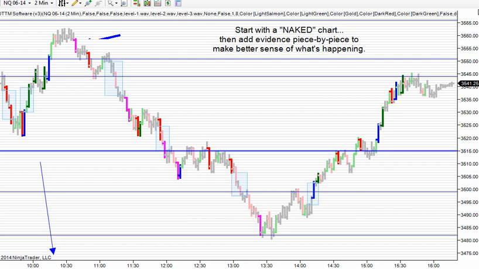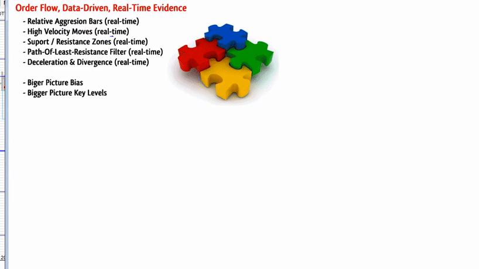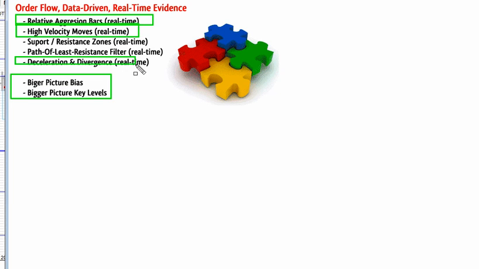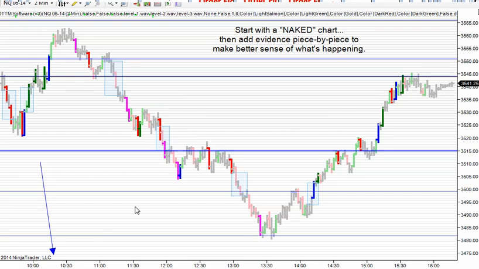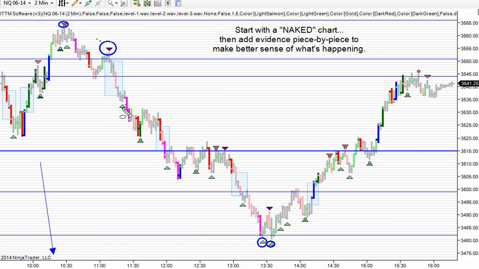Okay, so we've talked about the bigger picture bias, bigger picture key levels. We've talked about relative aggression. We've talked about high velocity moves. Let me just talk about deceleration and divergence real quick. Let me throw those on the screen. One second. Okay, so you can see the deceleration are these triangles and dots, whatever the case may be.